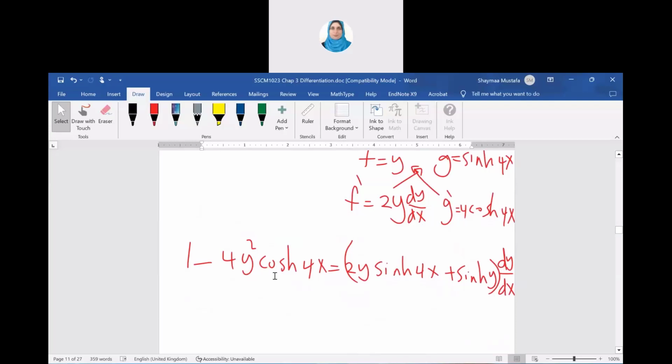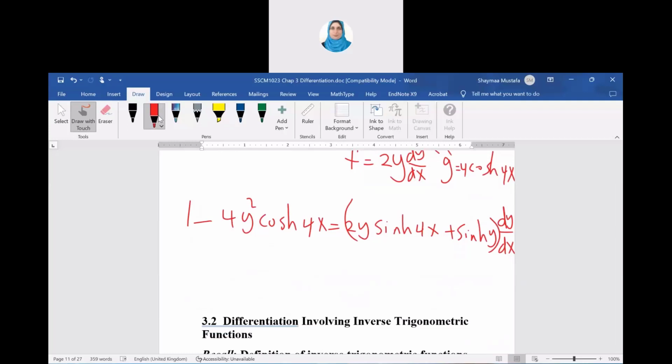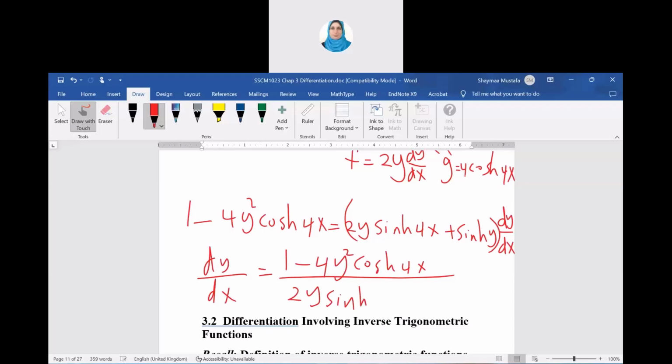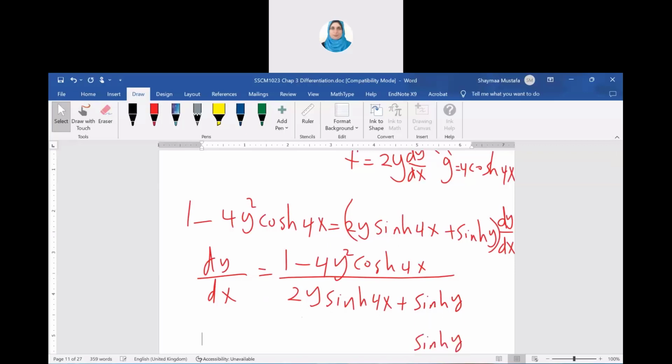Now I can easily find dy over dx. Just divide both sides by this term. So dy over dx will be equal to 1 minus 4y squared cosh 4x divided by 2y sine 4x plus sine y. Just divide both sides by this term.